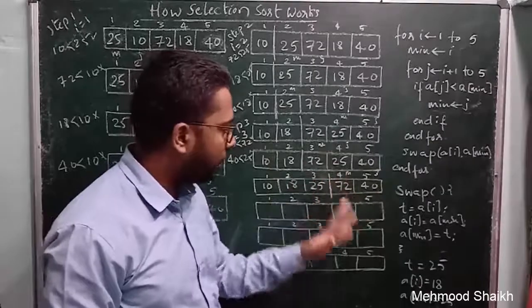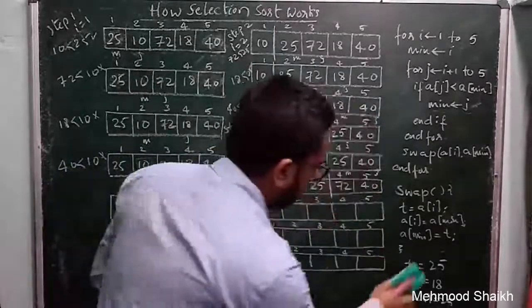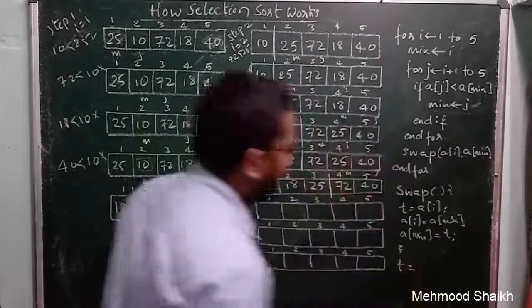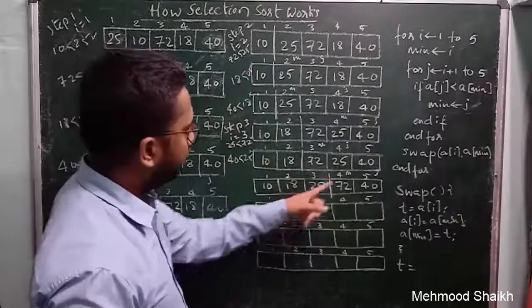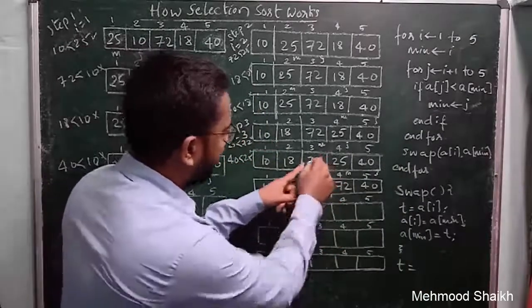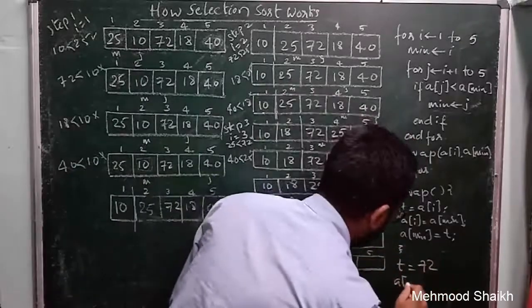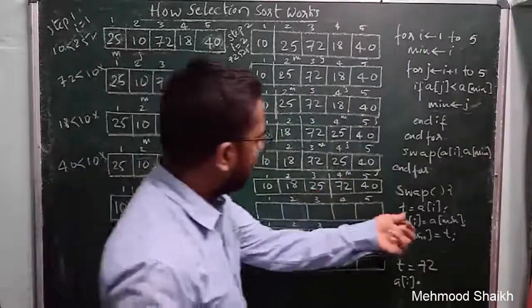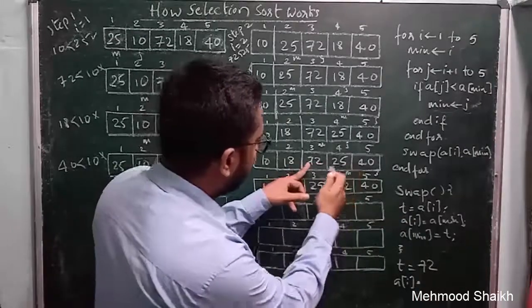Okay, 72 and 40. So next, here you can see I can also do this swapping. So now t is equal to a of i. i was 3 in this step, so a of i is a of 3, which is 72. 72 will come here, and then in the place of a of i, that is in the place of this 72, we will pass this a of min.